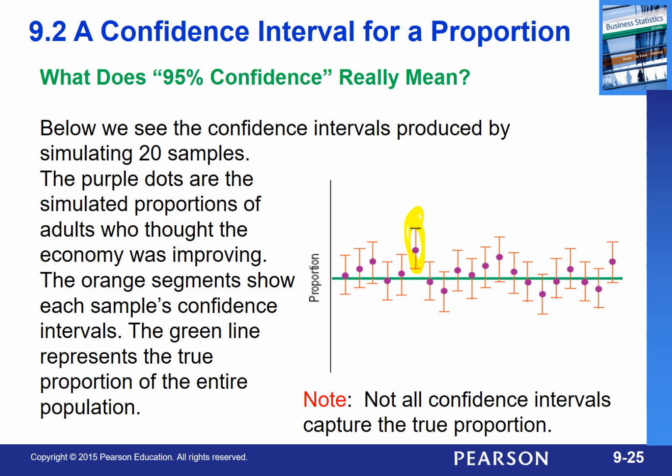Oh no, he's above the green line. He failed to capture the true proportion. This happened 1 out of 20 times. P.S. That's like 5%. So it's quite possible that even though you have a good confidence interval and you really intended well in what you were up to, you're not going to capture the true proportion all the time. It happens. You may be missed.